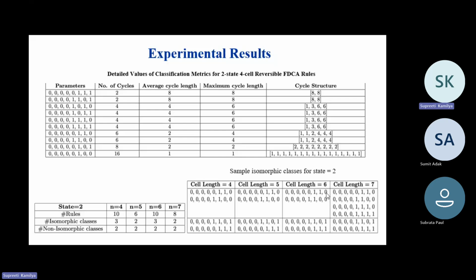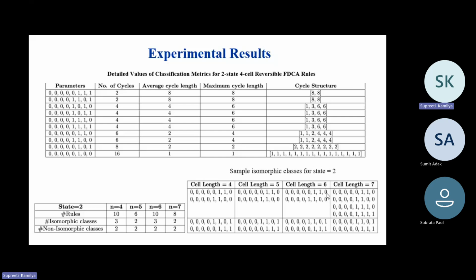So these two methods have been introduced for the isomorphic results, and we will also have the experimental result based on the cyclic structure of this FDCA. We will analyze based on these parameters: number of cycles, average cycle length, maximal cycle length, and cyclic structure. Here we can see that these two parameters lie in this.